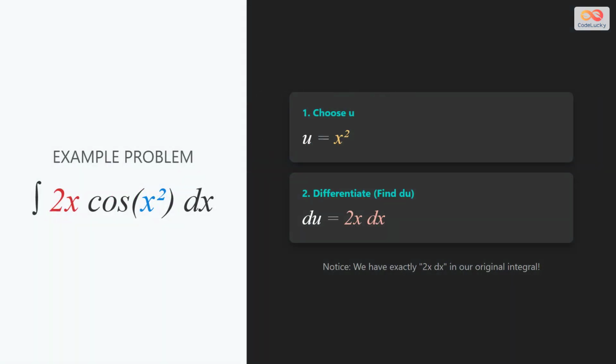Let's look at an example. Here we have the integral of 2x times the cosine of x squared. We notice that x squared is inside the cosine function. So, let's let u equal x squared. The derivative, du, is 2x dx, which matches the rest of our integral perfectly.